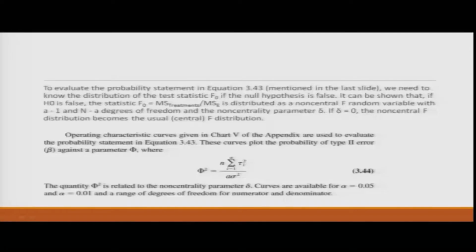If you remember, we are taking sigma as the standard deviation, the square of which is sigma square, and we also consider the errors to be independent of each other. So, the quantity capital phi square is related to the non-centrality parameter delta. It has nothing to do with the small phi we saw, or many of you know, in the case of the normal distribution. Curves are available for alpha equal to 0.05, alpha equal to 0.01 and so on, and a range of degrees of freedom for the numerator and denominator are given, and you can utilize those values accordingly.